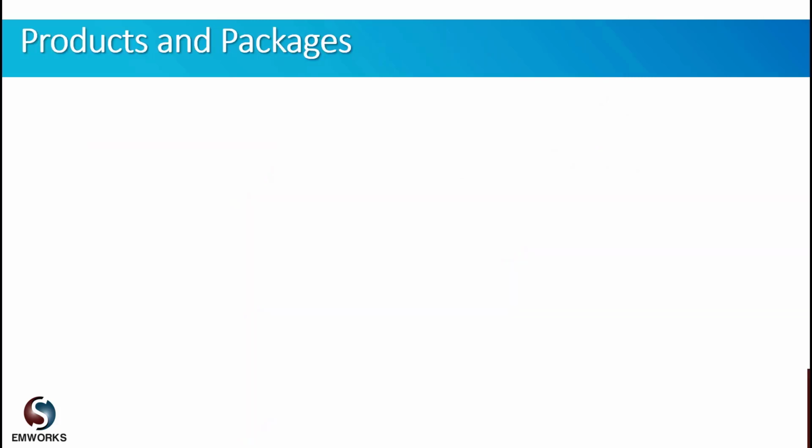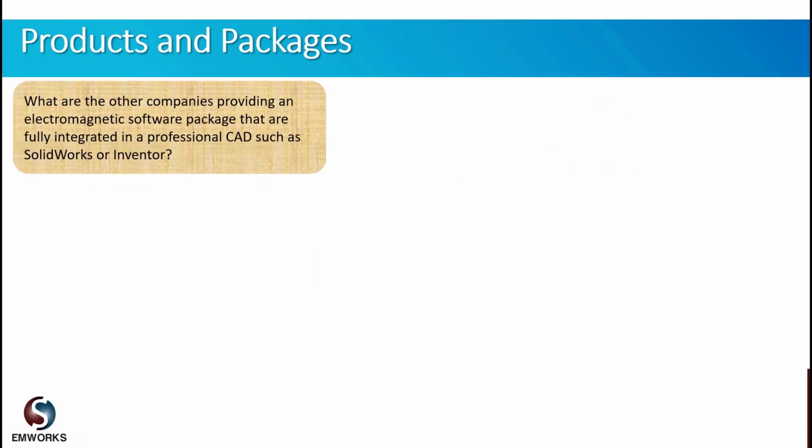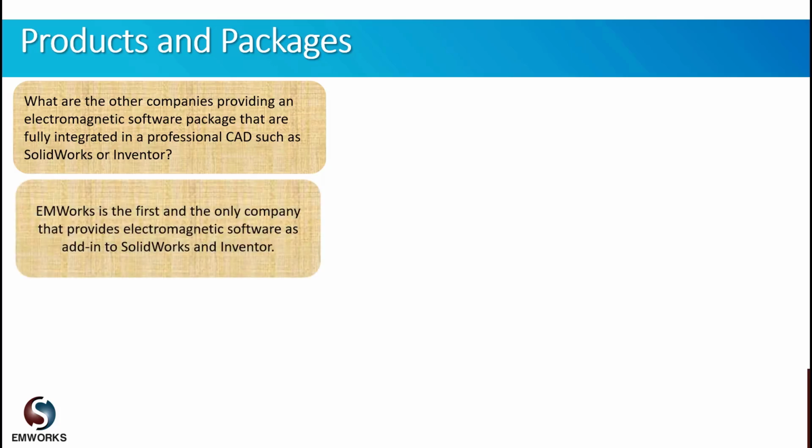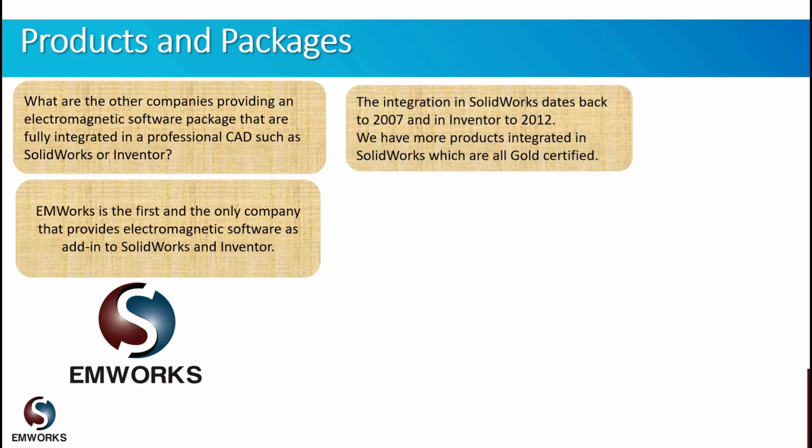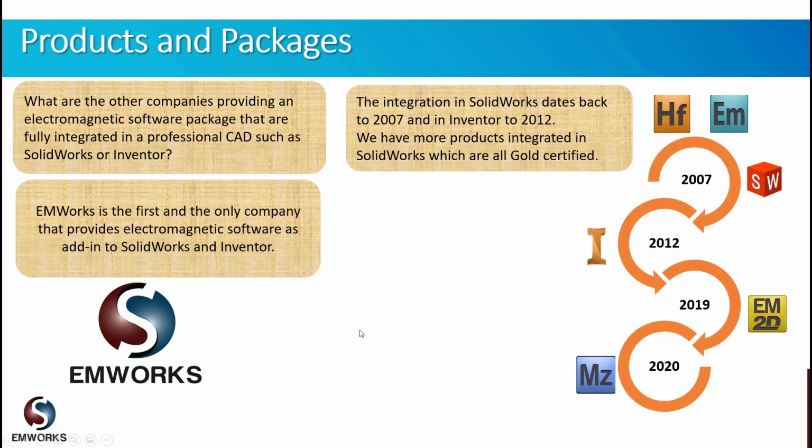You may ask now, what are the other companies providing an electromagnetic software package that are fully integrated in a professional CAD such as SolidWorks or Inventor? Look no further. EMworks is the first and the only company that provides electromagnetic software as add-in to SolidWorks and Inventor. As a matter of fact, the integration in SolidWorks dates back to 2007 and in Inventor to 2012. Consequently, we have more products integrated in SolidWorks, which are all gold certified.